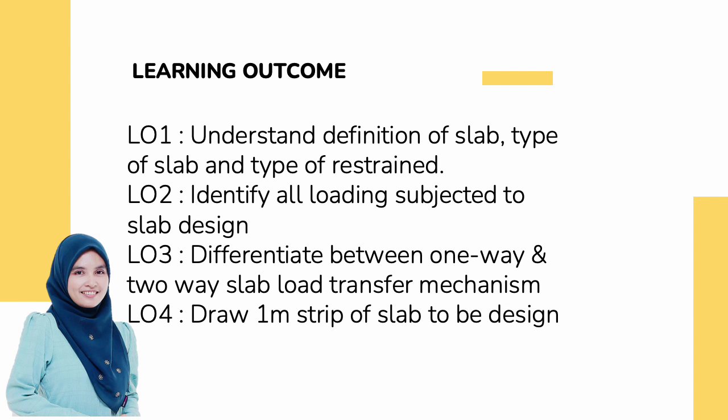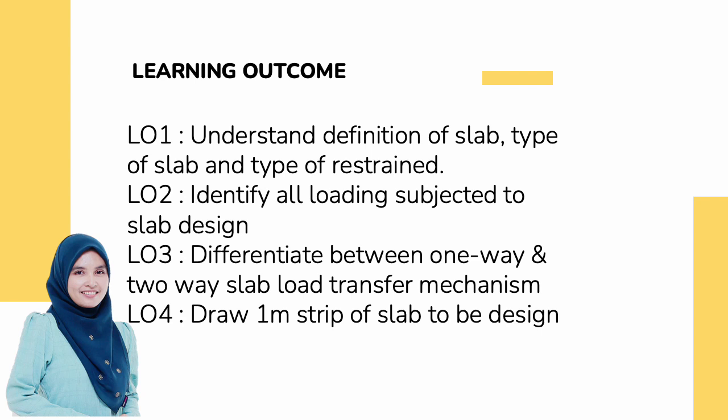So the first learning outcome is to understand the definition of slab, types of slab, and the types of restrained slab. Okay, this focuses on the fundamental concept that is related to the concrete slab. So students should be able to define what a slab is in the context of structural engineering, and they also understand the various types of slab which typically include the one-way slab, two-way slab, flat slab, and waffle slab, and others. Furthermore, they should grasp the concept of restraint in the context of slab design, which refers to how a slab is supported or held in place.